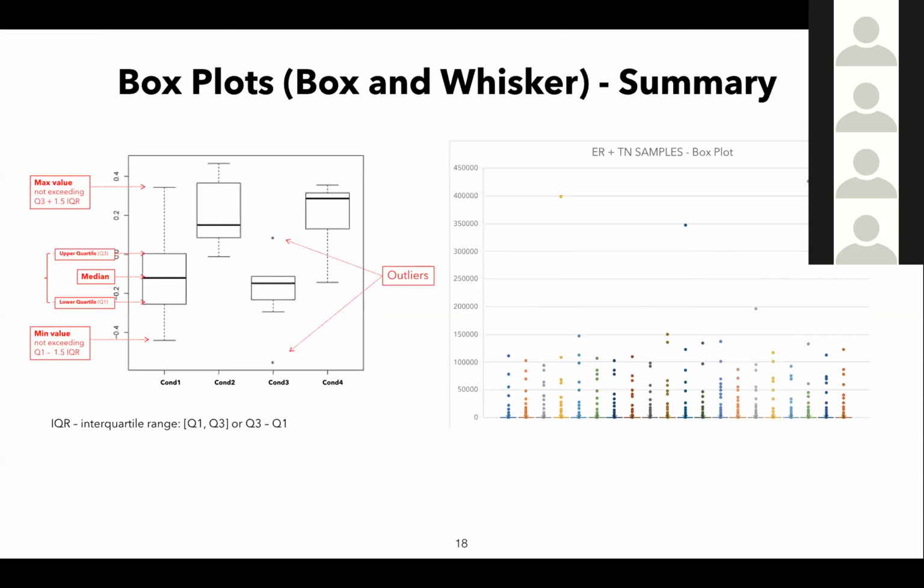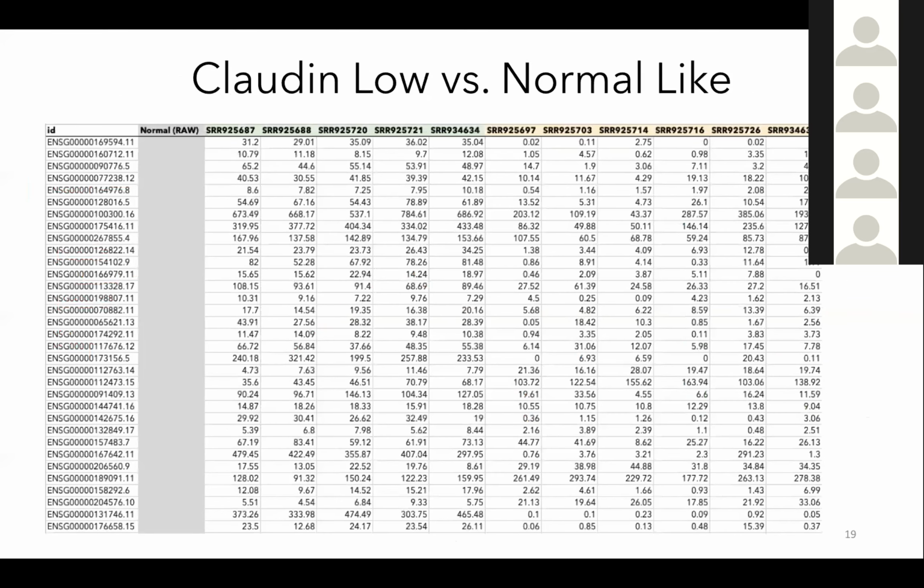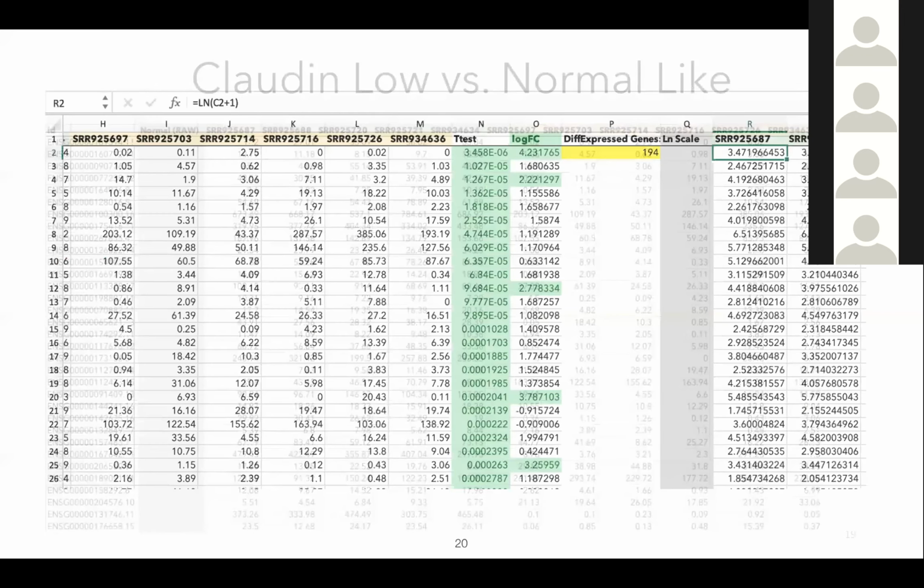Okay, so the way to do this, again, this file is in the Dropbox folder that was shared with you. We will take this, and this is again two conditions. This is cloud and low and normal-like. The green are normal-like, and these are cloud and low. And so if you just take this table and you create a box plot.